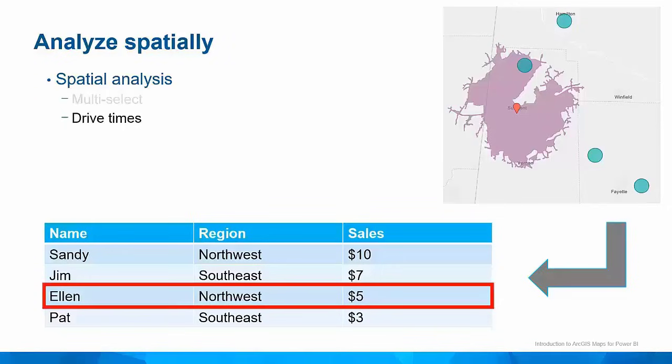You can also make spatial selections based on proximity to a location. The red pin on the map is in the Sulligent, Alabama area. The purple area, created by our drive time tool, shows how far you could drive in any direction in 15 minutes. The calculated drive time area can be used to make a selection. In this example, Ellen is the only sales rep within 15 minutes of Sulligent.